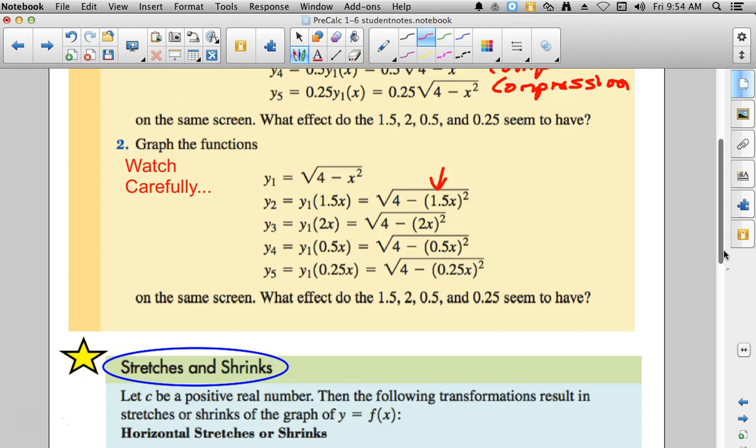Well, to get it to multiply by 1.5, they really divided by 2/3. Because when you divide by the fraction, you're going to be multiplying by the reciprocal. So now we have to think opposite. If we see 1.5, which looks like a number bigger than 1, that should be a stretch. That was actually a compression. This is a horizontal compression.